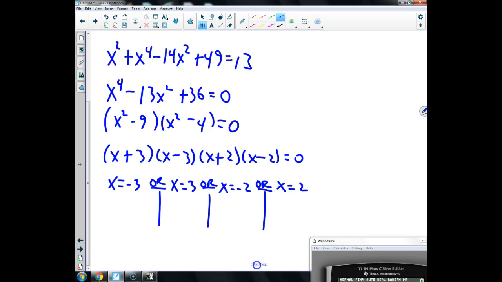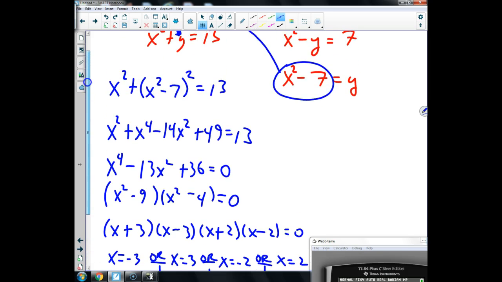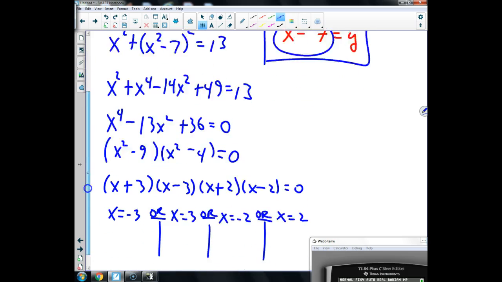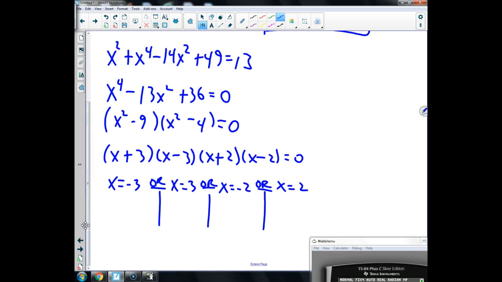All right, now what's y? Remember, it's points of intersection. You need the y's. Well, you could plug in your x values in any one of these equations you like. But let's plug it into here, because this says what y is, x squared minus 7. Okay. So square negative 3, you get 9. Minus 7, you get 2. Square positive 3, you get 9. Minus 7, you also get 2. Square negative 2, you get 4. Minus 7, you get negative 3. Square positive 2, you get 4. Subtract 7, you also get negative 3. So 4 points of intersection between the parabola and the circle.